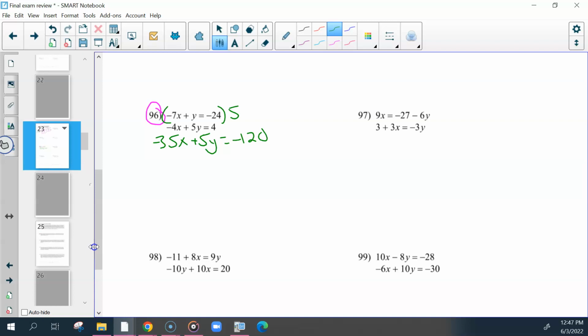Now we have the same coefficient for y, so we can subtract these two to eliminate the y's. If we are subtracting, this becomes negative 4 minus a negative, so these two become a plus. So negative 4 plus 35 is 31. 5 minus 5 becomes 0. 4 minus the negative would be 4 plus 120, which is 124. And then if we divide both sides by 31, we get 4.